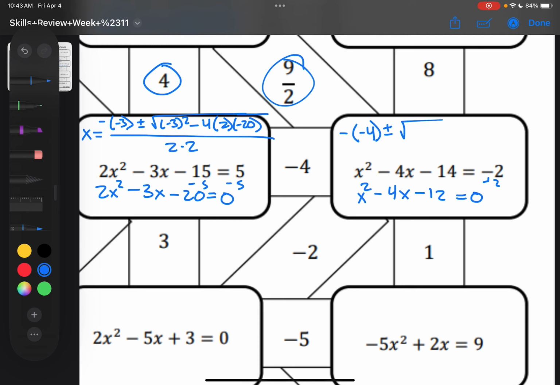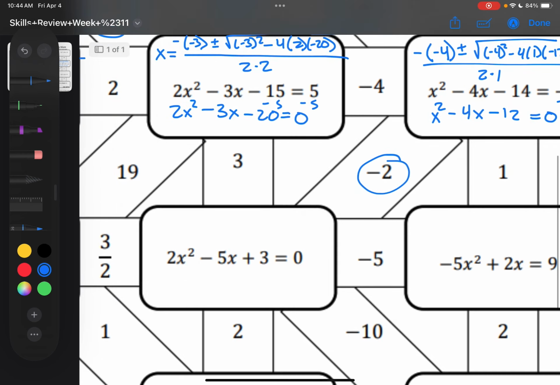Plus or minus, under the square root, our b squared, which is a negative 4 squared. Make sure you keep it in parentheses. Minus 4 times our a and our c, which is 1 and negative 12. All over 2 times our a, which here is just 1. Then from there, you would get an answer of negative 2.